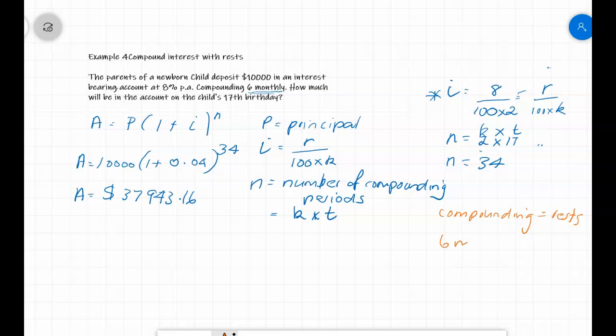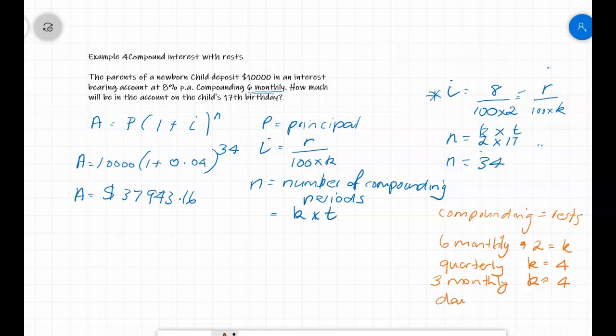If it's doing it 6 monthly, how many times would it be paid in 1 year? You got it, twice. So K is equal to 2. If it was compounding quarterly, K would then be equal to 4. No surprises there. If it's compounding 3 monthly, how many times does that happen in a year? That's right, 4 times. So K equals 4 again.